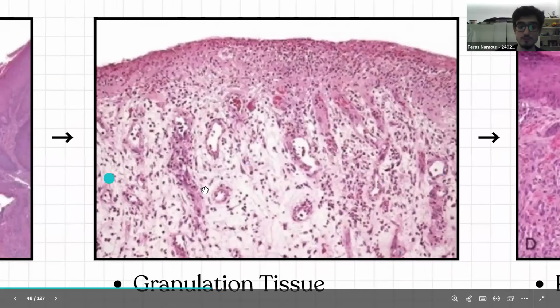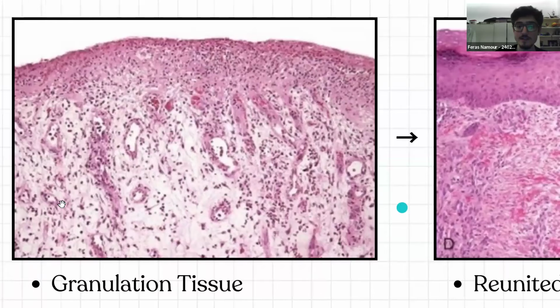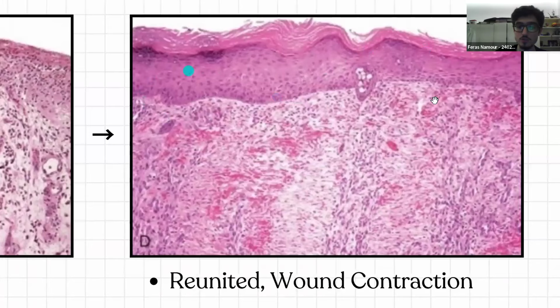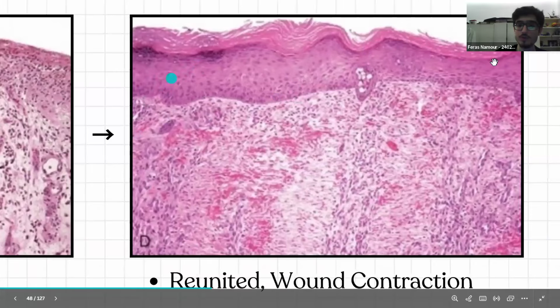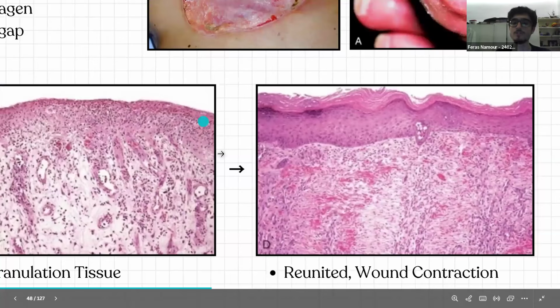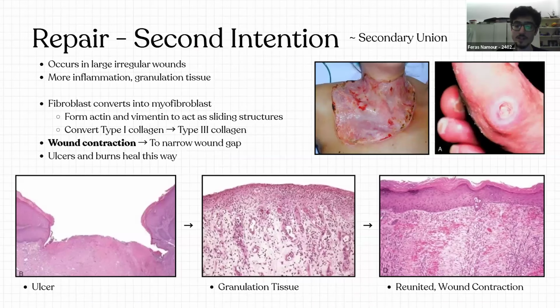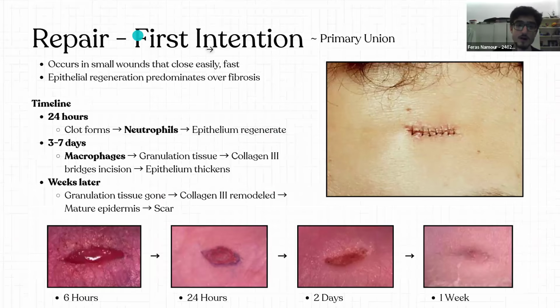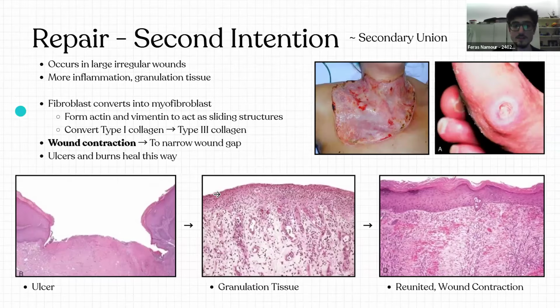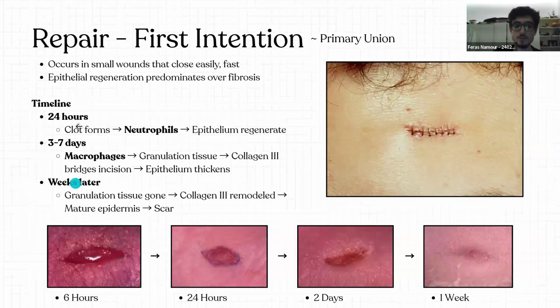So granulation tissue will flood the scene, blood vessels, collagen type 3, and other things. And then hopefully and slowly, you're going to have both epithelium ends reunite. And wound contraction will happen, trying to narrow down the gap. How does the wound contraction happen? It's facilitated by myofibroblasts as well. So what's special about first intention and what's special about second intention? First intention, you must know the timeline.